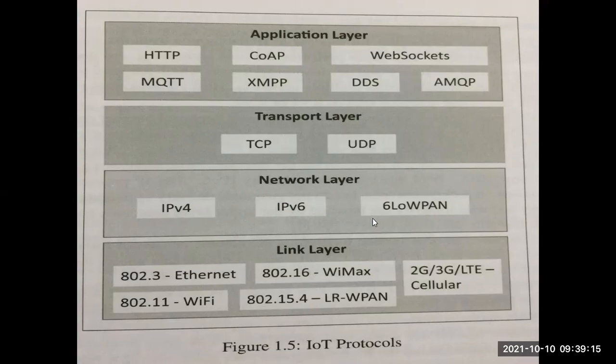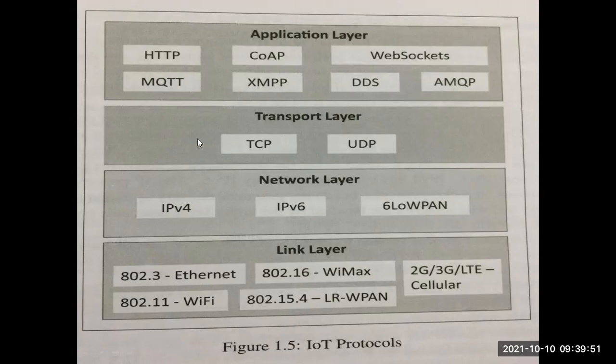Next is 6LoWPAN, IPv6 over low rate wireless personal area network. These are in the network layer. In the transport layer, one is connection oriented, the second is connectionless: one is called TCP, the second is called UDP. TCP is a connection oriented service, UDP is a connectionless service. These are the application layer. In the application layer, we have HTTP, CoAP, WebSocket, MQTT, XMPP, DDS, and AMQP.